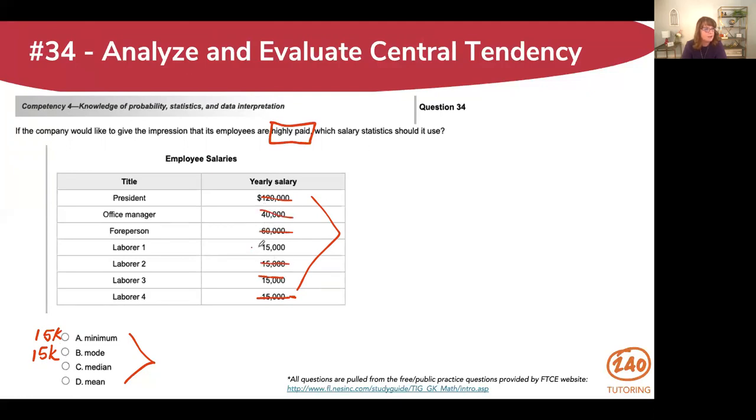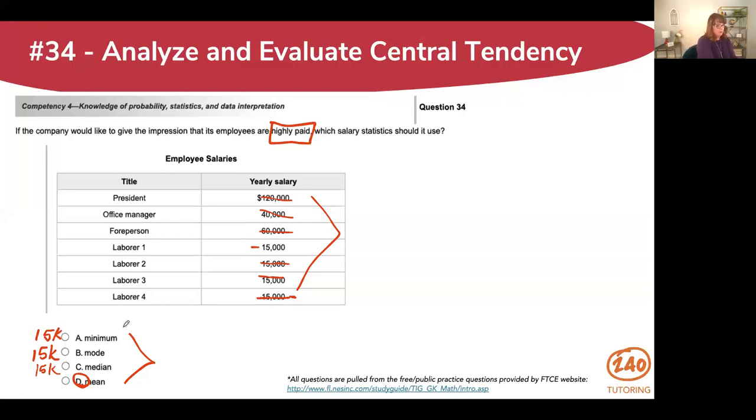Now I can see there's clearly one number in the middle. I've marked off three on each end. So the median is also 15K. You probably know the answer without even doing the math. All right. You know these can't all be the answer, right? And so you know that D is going to have to be the answer, the mean. But if you want to check that out, you can quickly do that on your calculator.